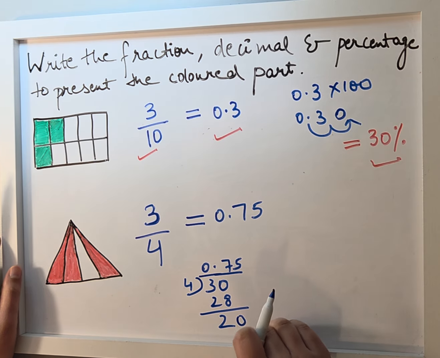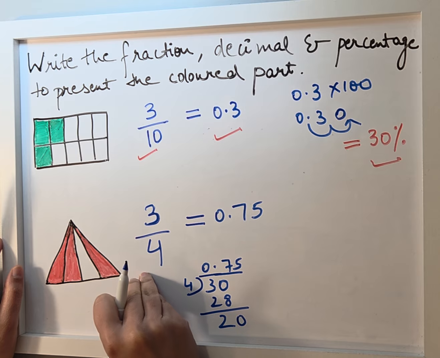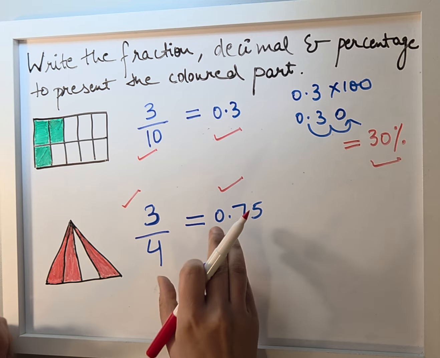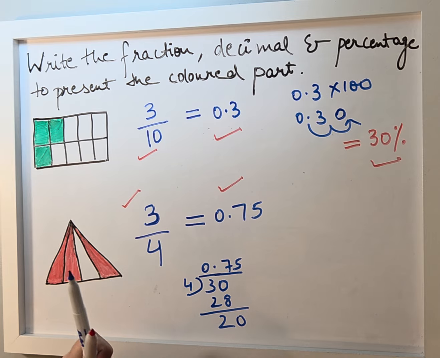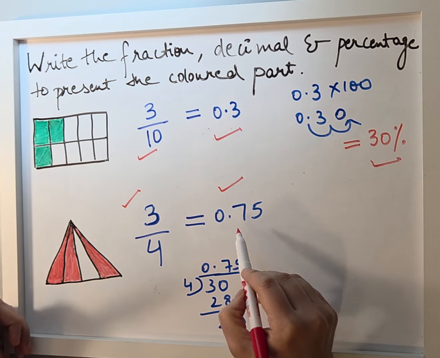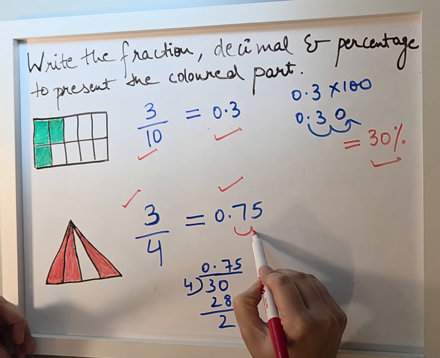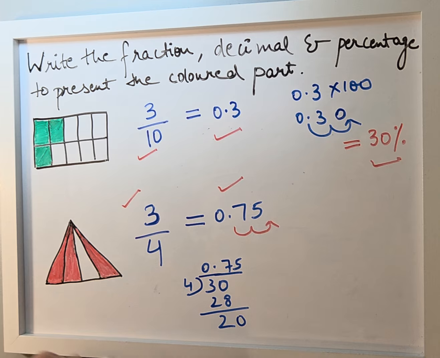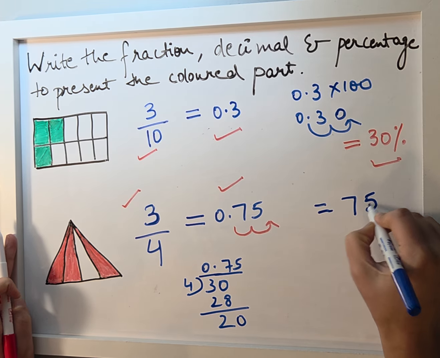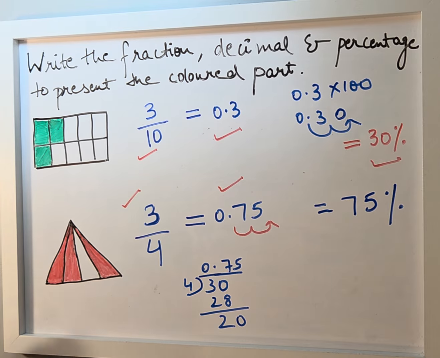Okay, now we've got two parts: the fraction and the decimal. And now when we have to convert the decimal to a percentage, what do we have to do? We have to multiply it by 100. And multiplying it by 100, the decimal will move two places to the right. So what will it become? It will become 75%.